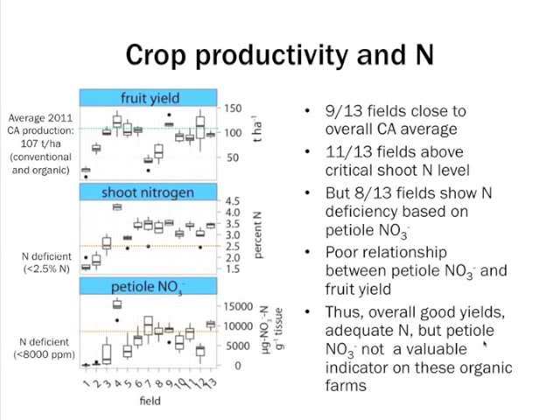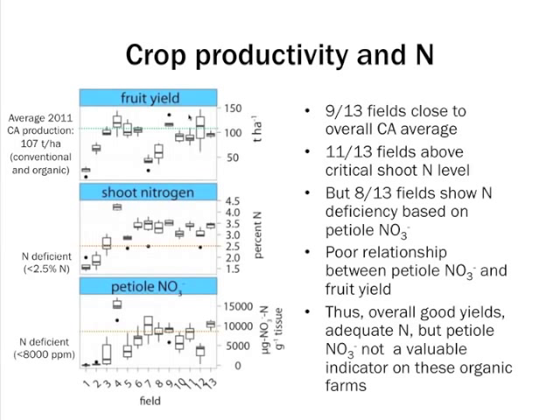Crop productivity was generally pretty good. You'll see in this top graph here that I'm showing fruit yield in terms of tons per hectare. And the green line is showing the average 2011 California production that included both conventional and organic all across the state of California. The average in 2011 was 107 tons per hectare, and you'll see that 9 of the 13 fields are close to the overall California average.